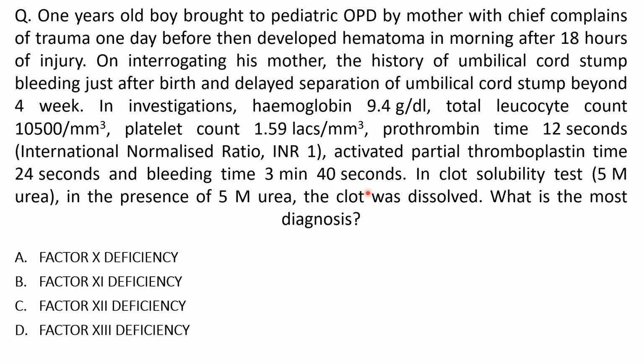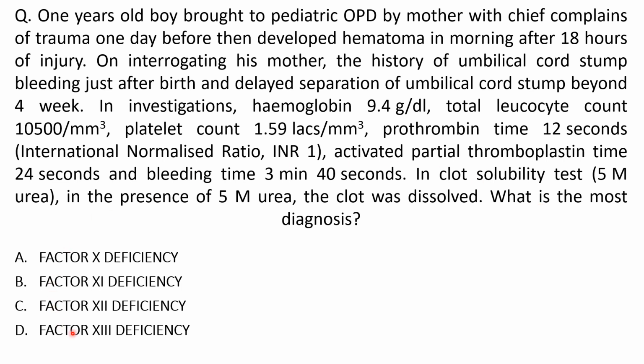This is also normal. Now in the clot solubility test, in the presence of 5 molar urea, the clot was dissolved. So the clot solubility test is positive. In a normal child, the clot will not be dissolved in the presence of 5 molar urea. So it is suggesting something. Now what is the most probable diagnosis for this child?